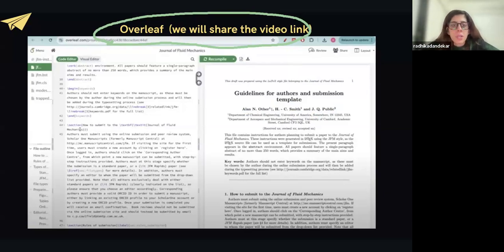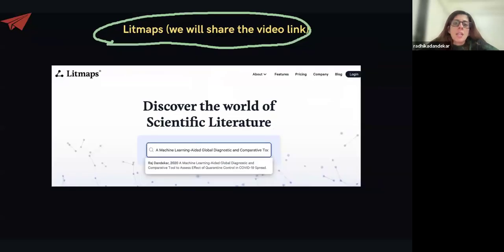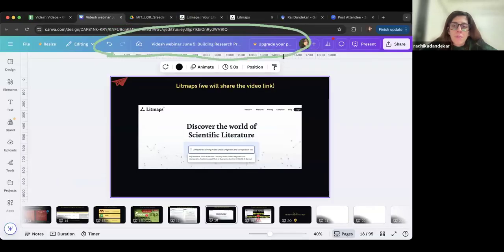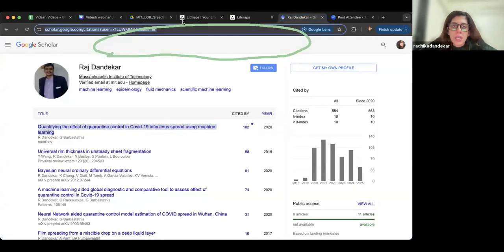So this is one software that you should use. The next software is Litmaps. Now I'll just show you with an example of how Litmaps looks like.